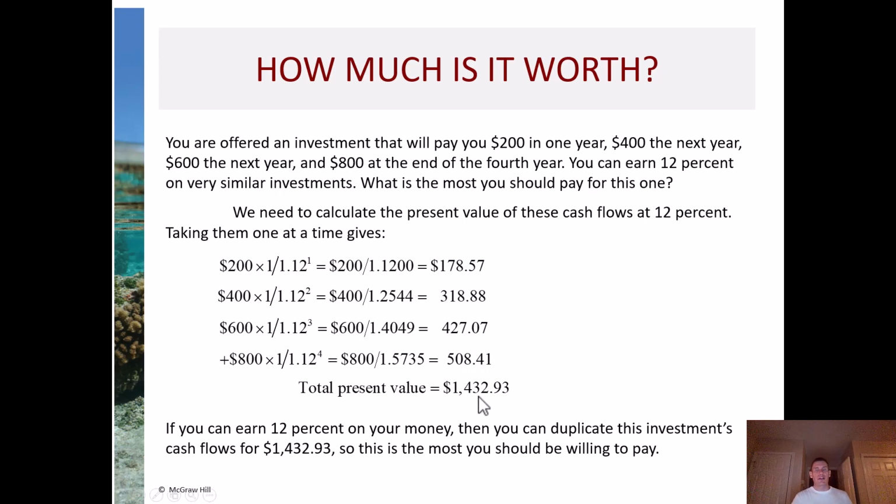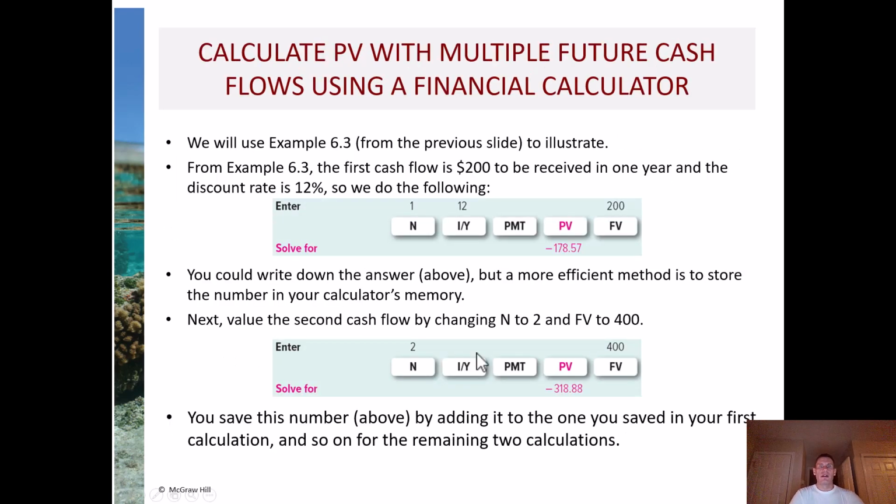So we get a total present value of 1,432.93. So if you can earn 12% on your money, then you can duplicate this investment's cash flows for 1,432.93. So what they're basically saying there is the most you should be willing to pay is 1,432.93. If it's less than that, then it's a good deal. If they're trying to make you pay more than that, it's a bad deal. You shouldn't take it.